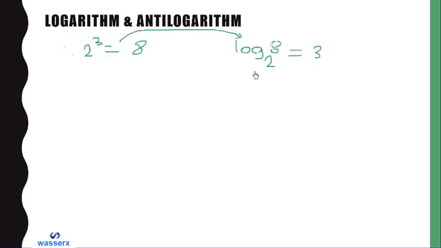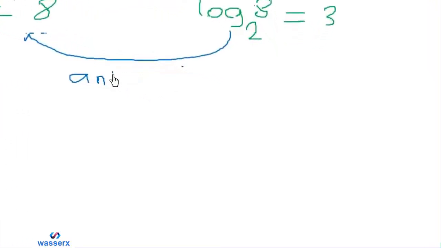We can also write logarithmic equations as exponential equations. So when we do this, we call it the anti-logarithm. And when you do the reverse, it is the logarithm.